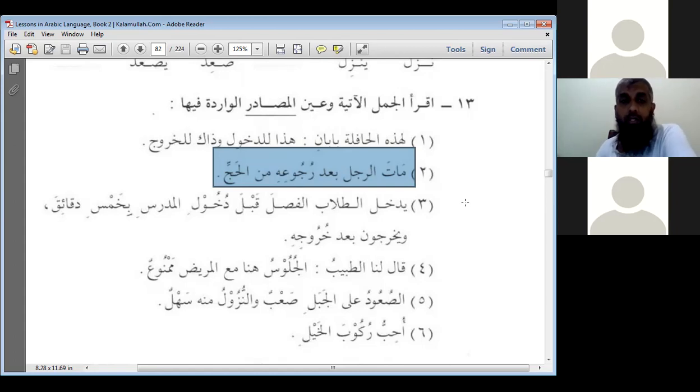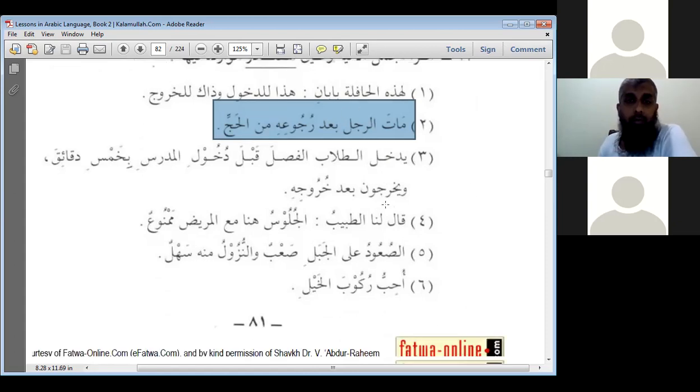So rujū'un is return, and rujū'ihi is his return. His return, meaning when he came back. Min al-hajj, from Hajj. Everybody with me? So we see the masdar here being used, rujū'un. Okay, after his return from Hajj. Let's look at one more example and then we go on to the next exercise again, right?